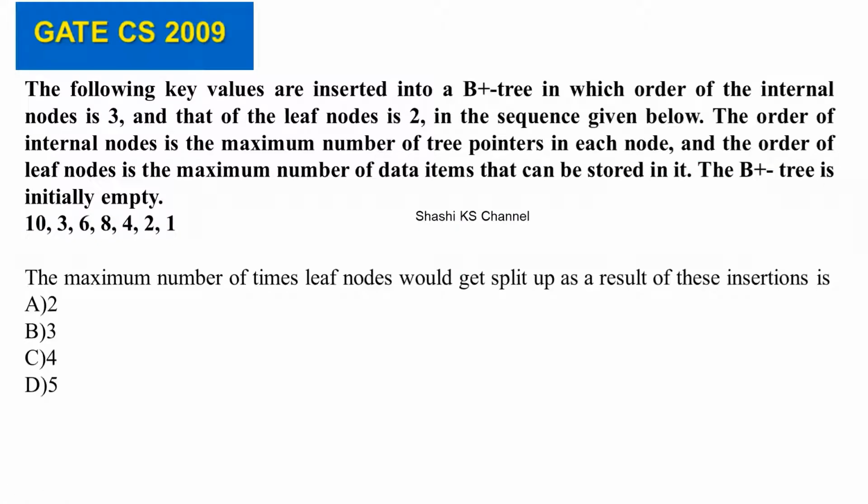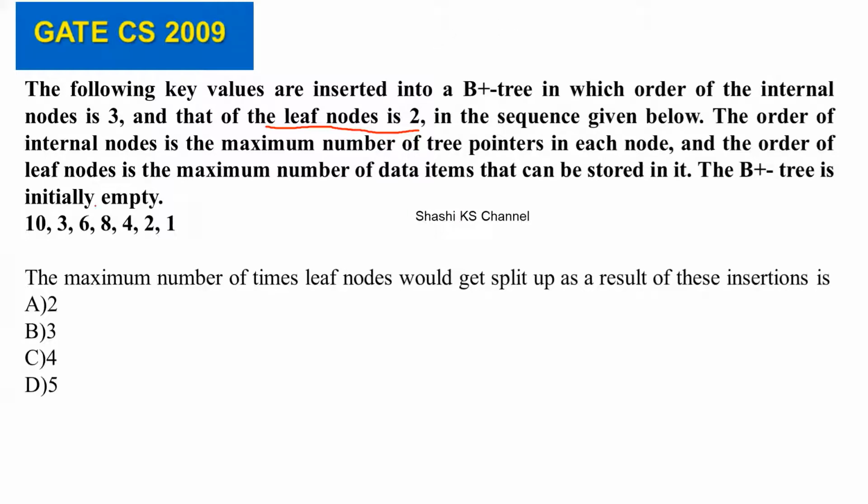So first question is asked in GATE 2009 examination. The following key values are inserted into a B plus tree in which order of the internal nodes is 3 and that of the leaf nodes is 2. The order of internal nodes is the maximum number of tree pointers and the order of leaf nodes is the maximum number of data items that can be stored in it.